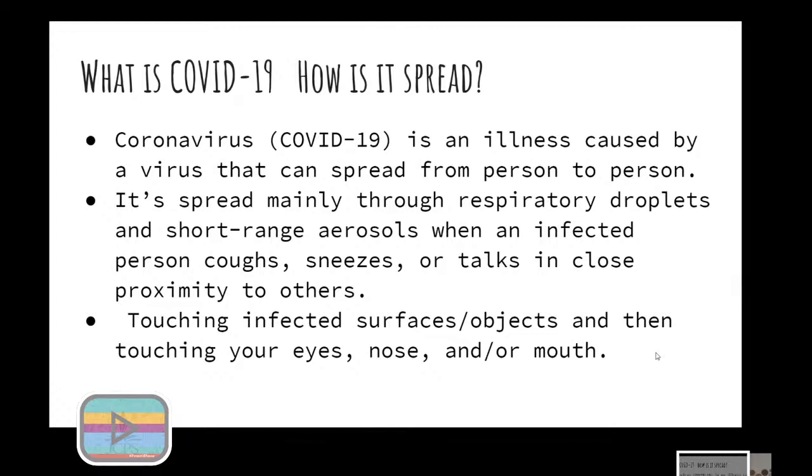Right now, we know that it's spread mainly through respiratory droplets and short-range aerosols when an infected person coughs, sneezes, or talks in close proximity to others. And that's what the masking is to help prevent. The recommendation, of course, is that we're 6 feet apart to help reduce the spread of that virus. But if somebody is singing or really projecting, talking loudly, or yelling, then that distance would want to be a little greater, because those droplets can travel a little further when they're projected out that way. And then touching infected surfaces or objects, and then touching your eyes, nose, or mouth, are ways that the virus is transmitted.